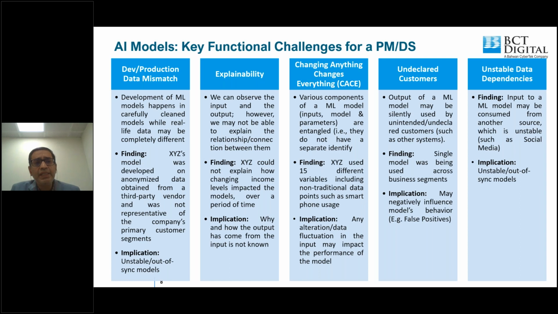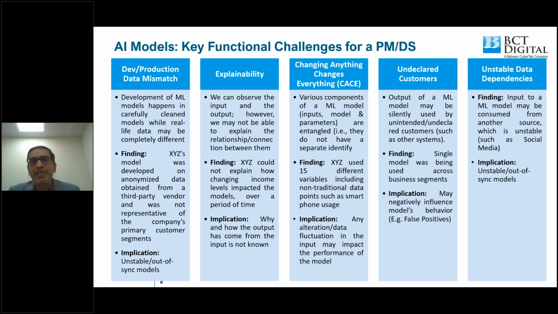So what is the implication? The implication is unstable models, out of sync models. They are not in sync with the reality. Probably the models might have been developed using data curated from affluent customers from, let's say, metros, but their target segment is tier 2 cities or villages or non-urban centers and those kind of things. So the model is not able to sync up with the population that it is going to serve. So this is one major problem the consultant identified.